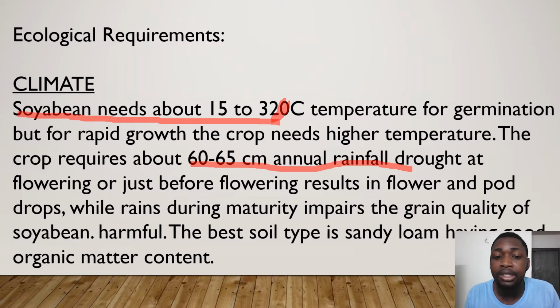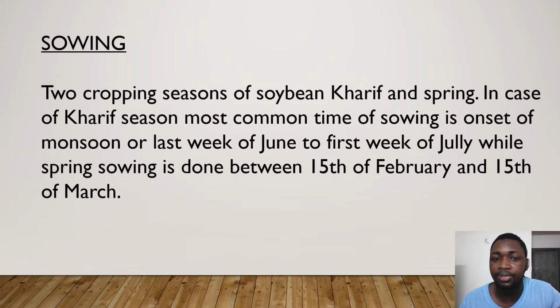The best type of soil for a soybean crop is the sandy loam heavy soils, with a high organic matter content.